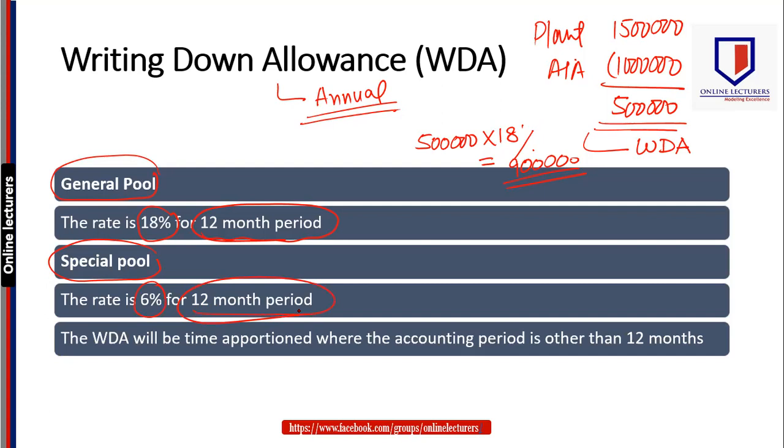An important thing is that this 12-month period is also to be time apportioned as per a short period of account as well as a long period of account. For example, if an accounting period is more than 12 months, say a 15-month period, you can apply it accordingly: 500,000 multiplied by 18% is for 12 months, then multiply it by 15 and divide it by 12, and you will get the required figure. So WDA will be time apportioned where the accounting period is other than 12 months, which might be a short accounting period as well as a long accounting period.